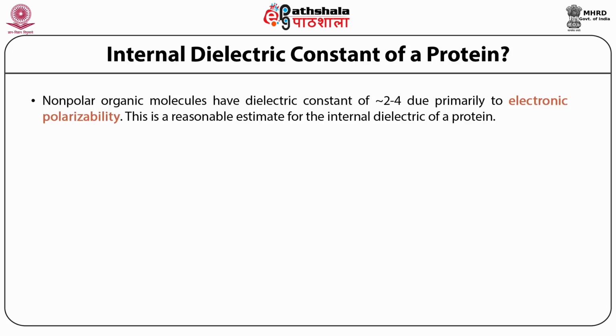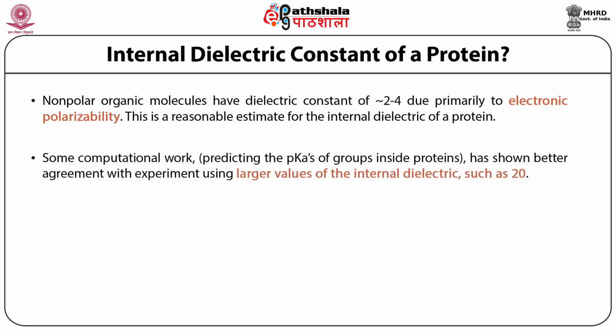However, one must remember there are hydrogen bonds which stabilize its secondary structures like alpha helix or beta structures, and hydrogen bonds are not nonpolar interactions. However, they are pretty directional and they might have good energy. This approximation of the dielectric constant to be constant inside protein, maybe 2 to 4, is primarily because the majority of interactions are nonpolar. But sometimes, mainly computational work predicted that pKa of some groups showed better agreement with experiment if we take a value of internal dielectric such as 20.